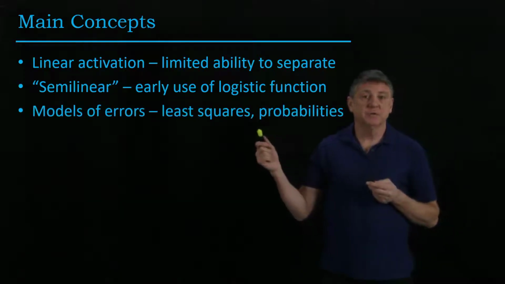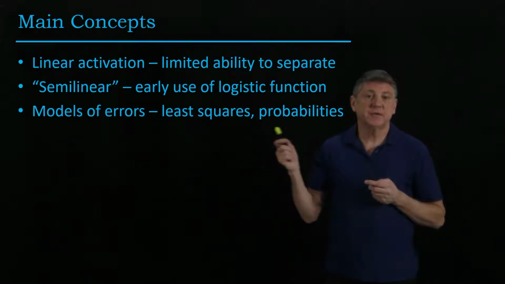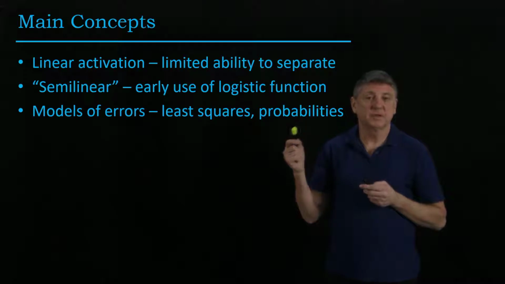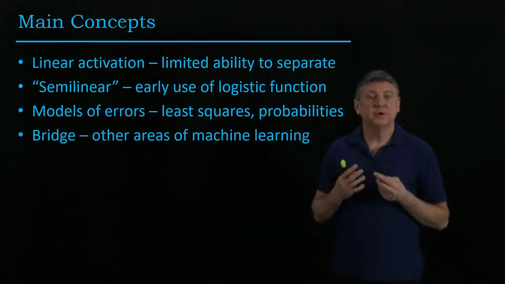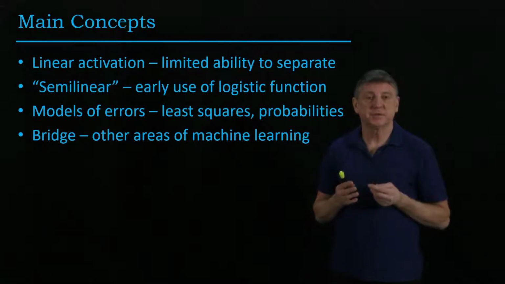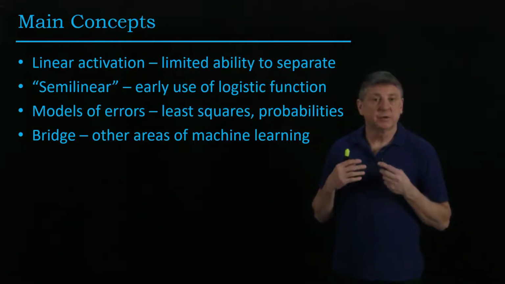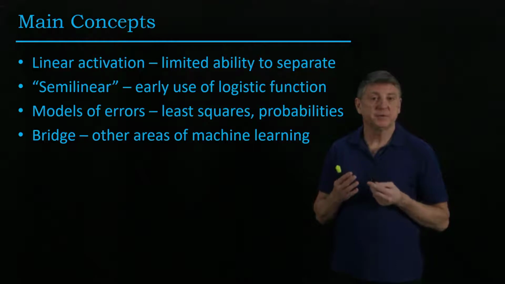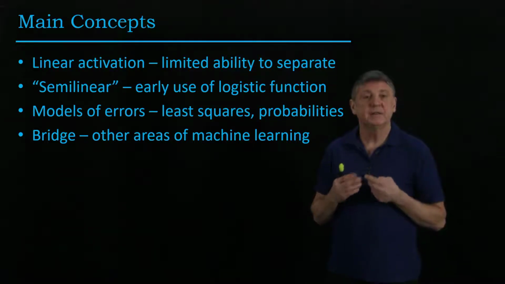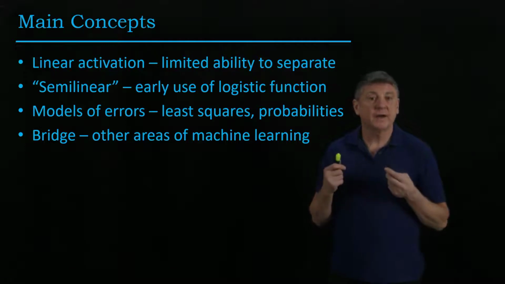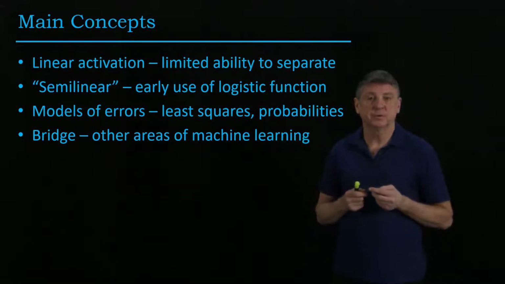To model the errors, we can use least squares, and we can also explore probabilities. We'll concentrate on least squares methods. And all of these are really bridges to other areas of machine learning. That is, we'll be learning a linear separation using a hyperplane, but we'll be using nonlinear methods to do this. And these nonlinear methods are widely used in statistical reasoning and in artificial neural networks.